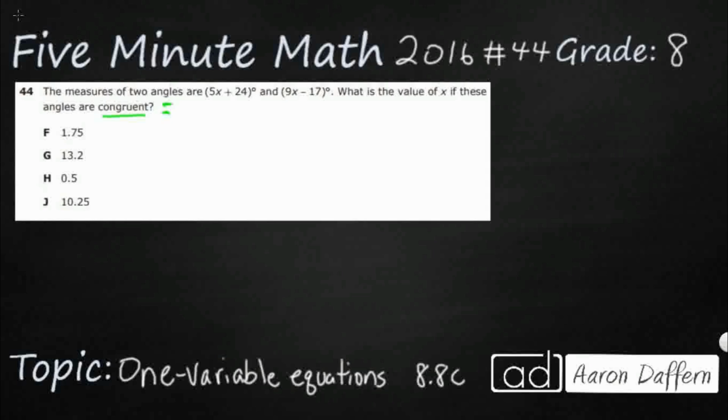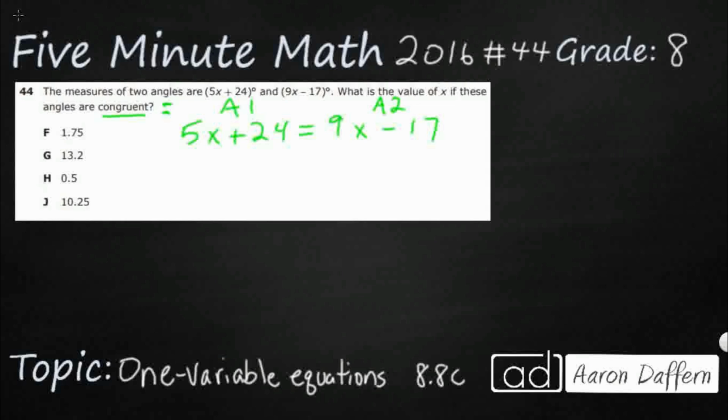So we're just looking at angle 1, 5x plus 24. We can drop the degrees; we don't really need that. And then angle 2, 9x minus 17. Those two are equal, angle 1 and angle 2. That's all they're asking, but it would be too easy if they gave it to you just like that. So you have to do a little bit of work, and use that word congruent to set it up like this.